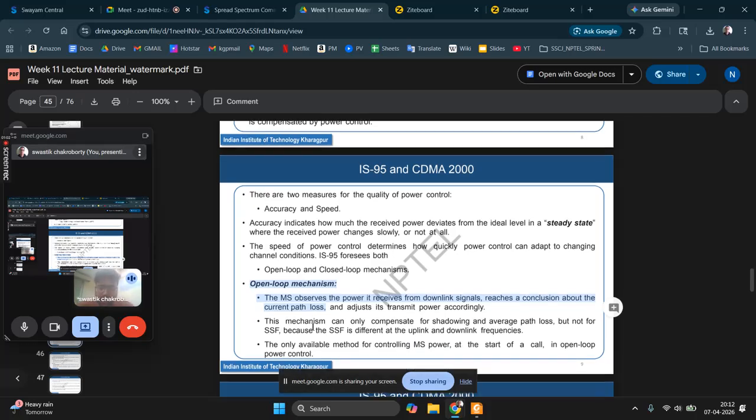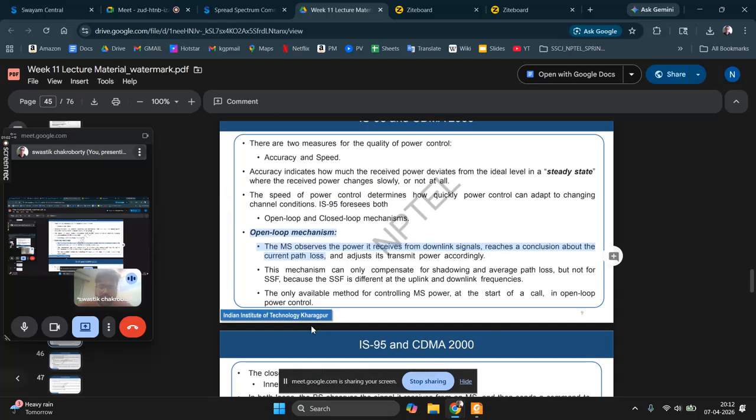So, there is an open loop mechanism of power control. As we know, control is of two types. One is open loop and one is closed loop. Closed loop works on feedback. Open loop does not need any feedback.